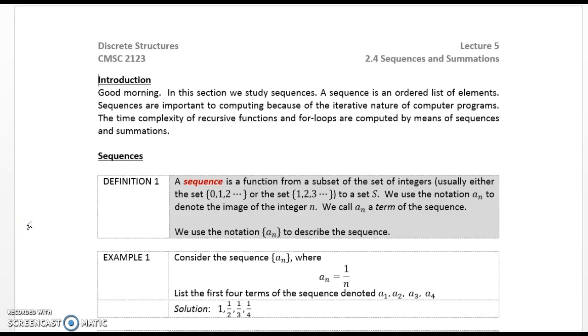Good morning. In this section, we study sequences. A sequence is an ordered list of elements. Sequences are important to computing because of the iterative nature of computing programs. The time complexity of recursive functions and for loops are computed by means of sequences and summations.